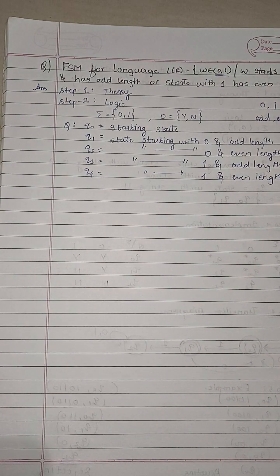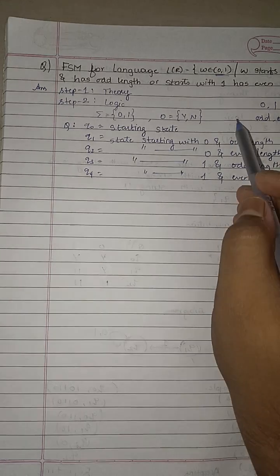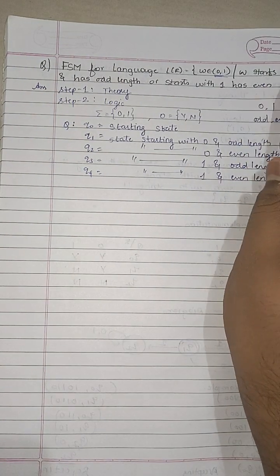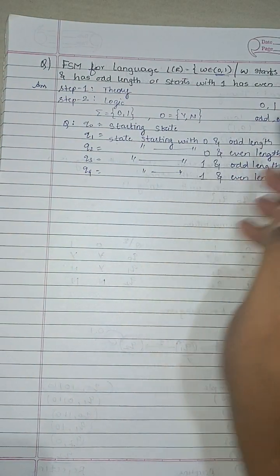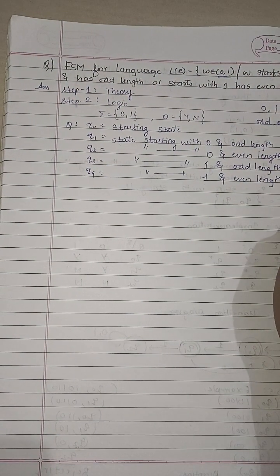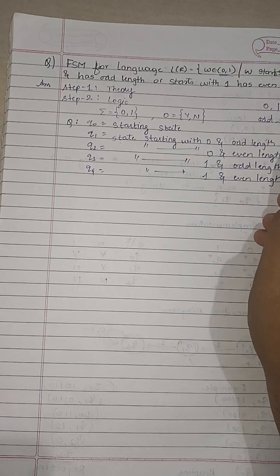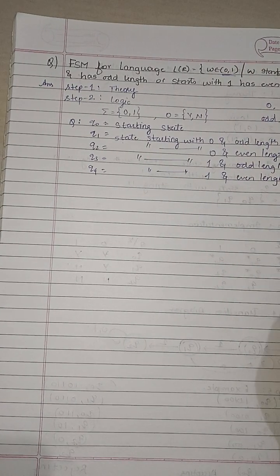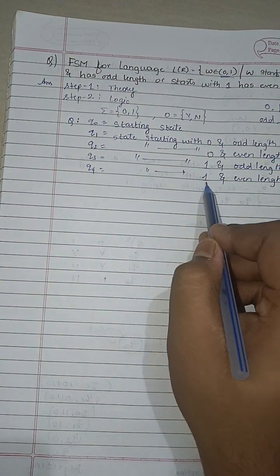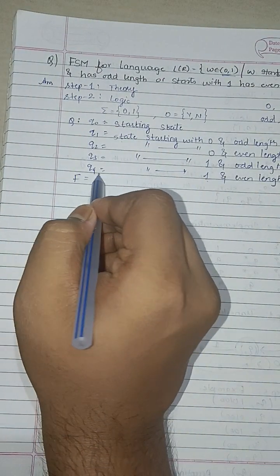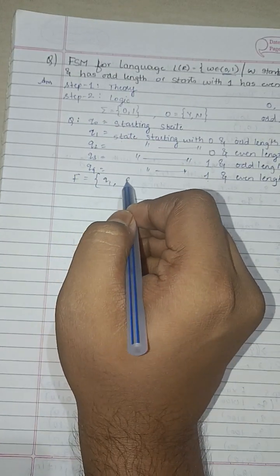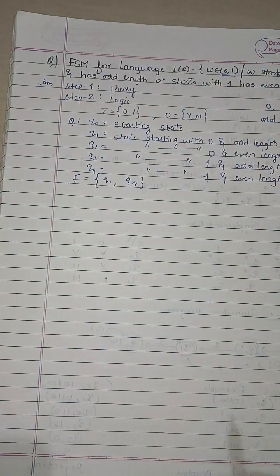Now see, what is our question? W starts with 0 and has odd length. A string starting with 0 and having odd length, we have to accept. Or, if it starts with 1 and has even length, we also accept. So our final states will be Q1, Q4.